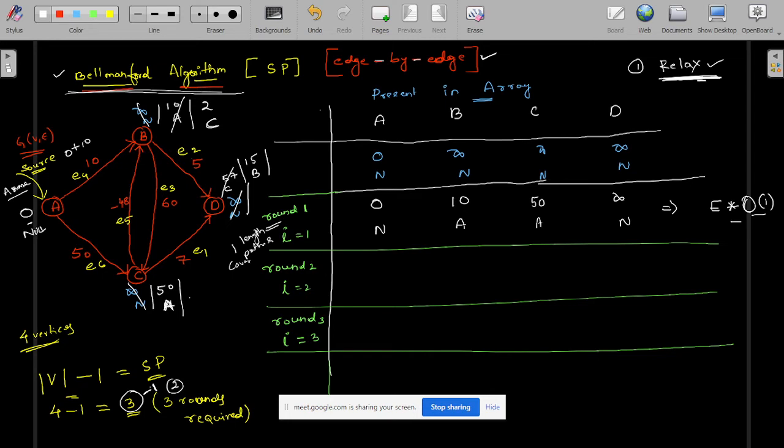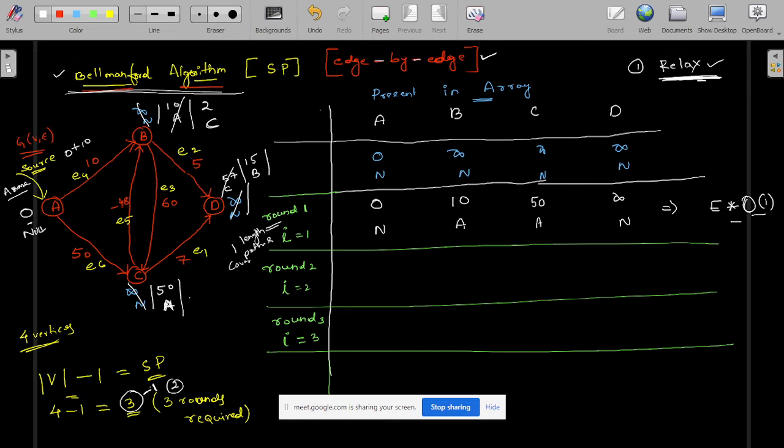Again E6, same thing. 0 plus 50, we only get 50. That's the reason we don't change. This is round 2. Please understand, I covered E1, E2, E3, E4, E5, E6. All the edges are covered.